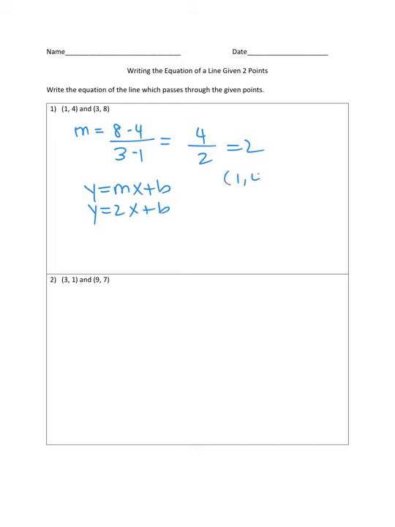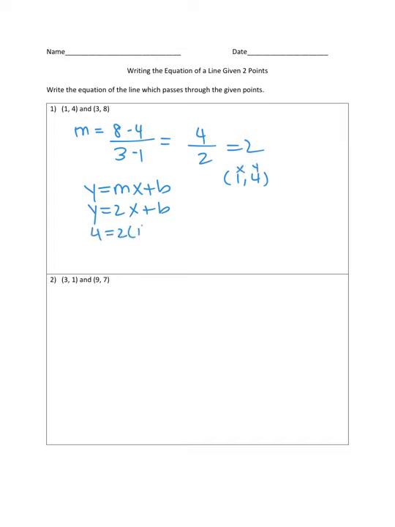Okay, so for number 1, you should have first found slope. M equals (8 minus 4) over (3 minus 1). That should have given you 4 over 2, which is a slope of 2. Next, you want to find b, so you go into y equals mx plus b. Your slope is 2, and you can substitute either of those 2 points. I'm going to use 1 and 4 as my x and y.